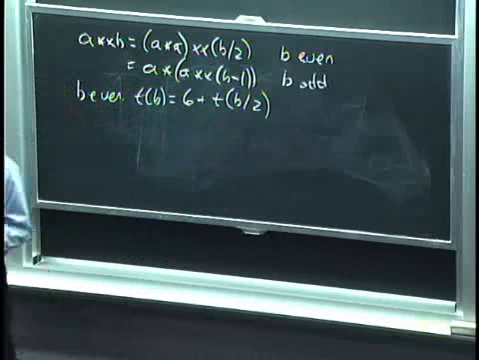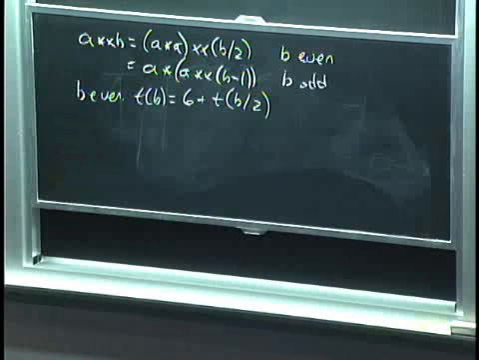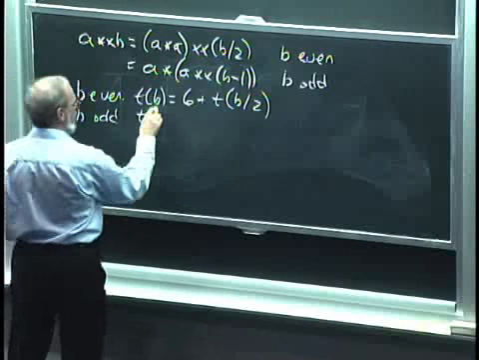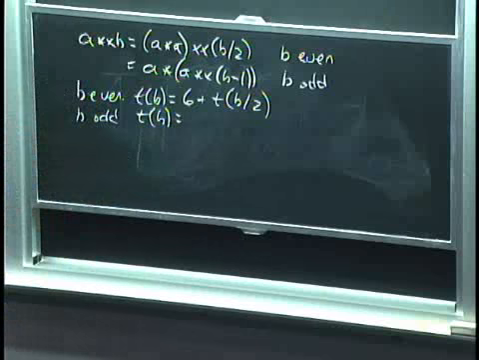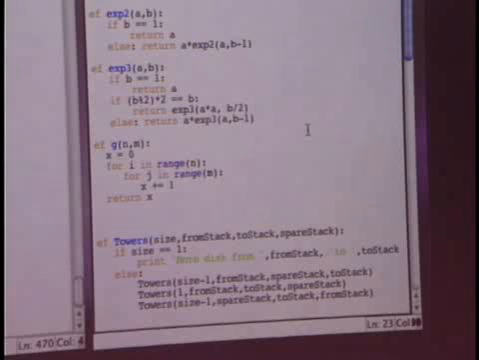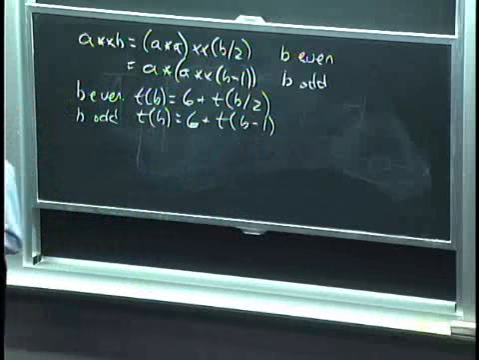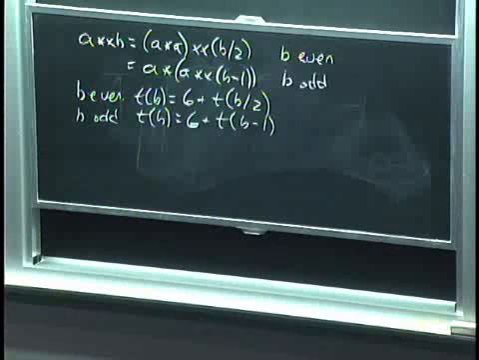plus whatever it takes to solve the problem of size b over 2. Right? Because that's the recursive call. If b is odd, well, I can go through the same kind of thing. I've got the same first 4 steps. I've got to check to see it's 1. I've got to check to see if it's even. And then in the odd case, I've got to subtract 1 from b. That's a 5th step. I've got to go off and solve the recursive problem. And then I'm going to do one more multiplication. So it's 6 plus, in this case, t of b minus 1. Because it's now solving a 1 smaller problem.